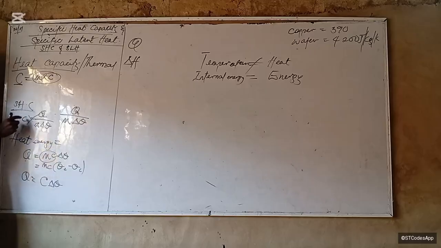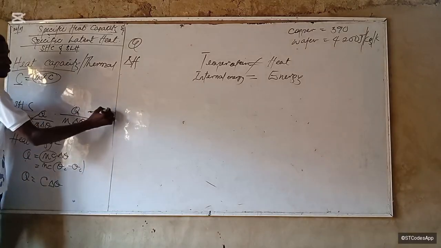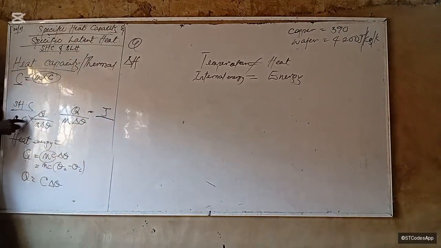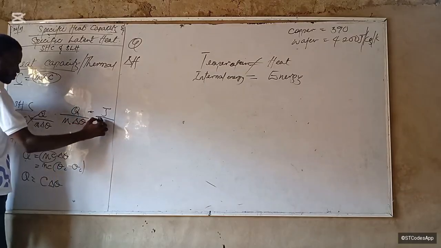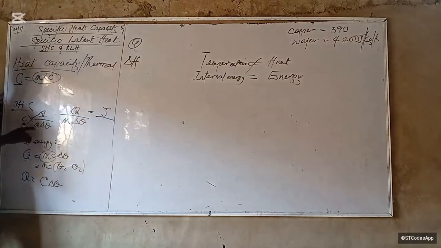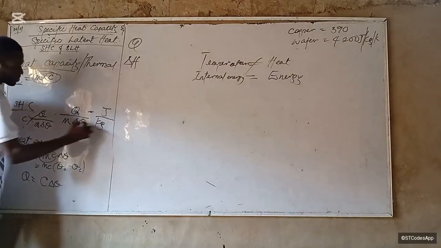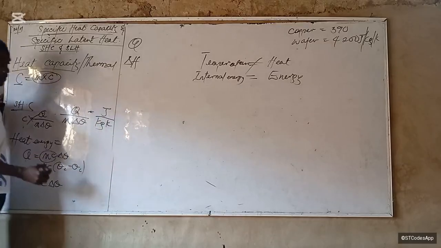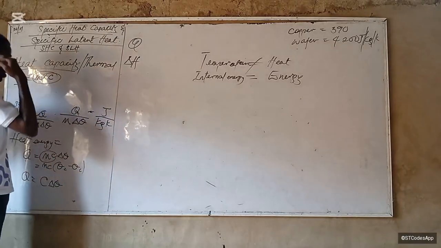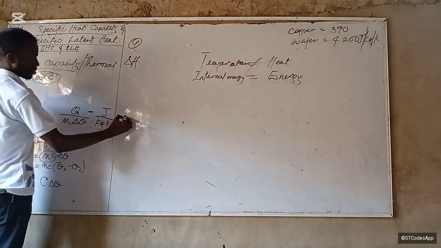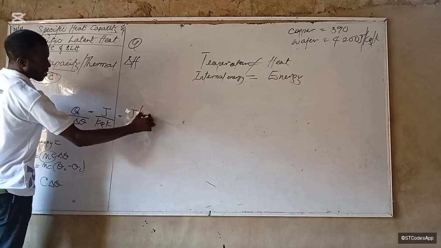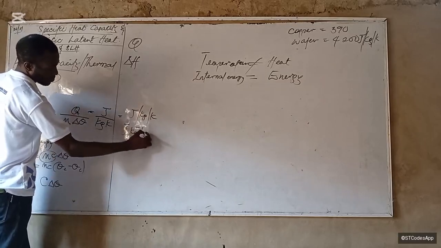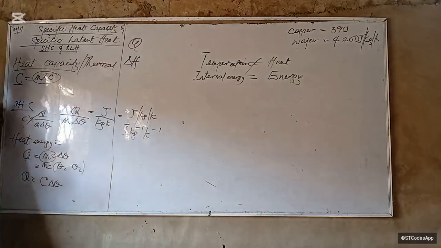Now let's analyze the unit of this. What's the unit of heat energy? Joules. The unit of all energy is joules, right? So what will be the unit of specific heat? The unit of mass is kilogram. The unit of change in temperature is Kelvin, right? That's our unit of measurement of temperature. All right. So this becomes joules per kilogram per Kelvin. Is that okay? All right.